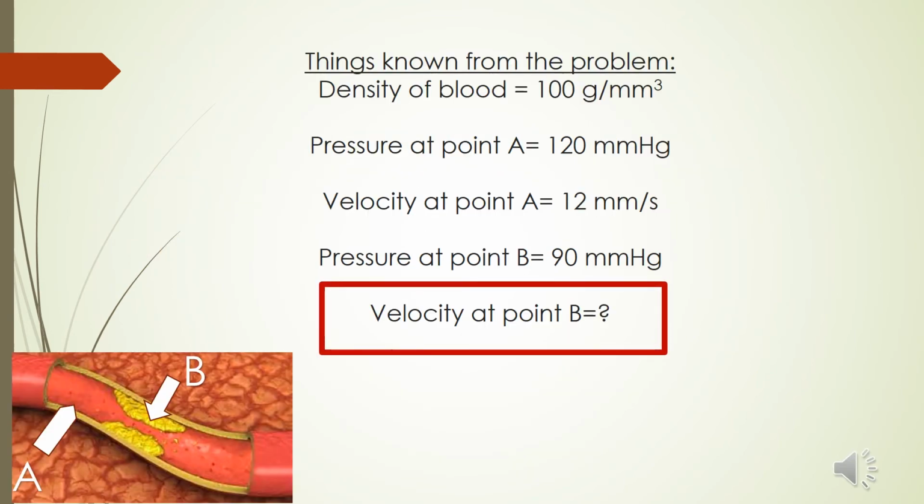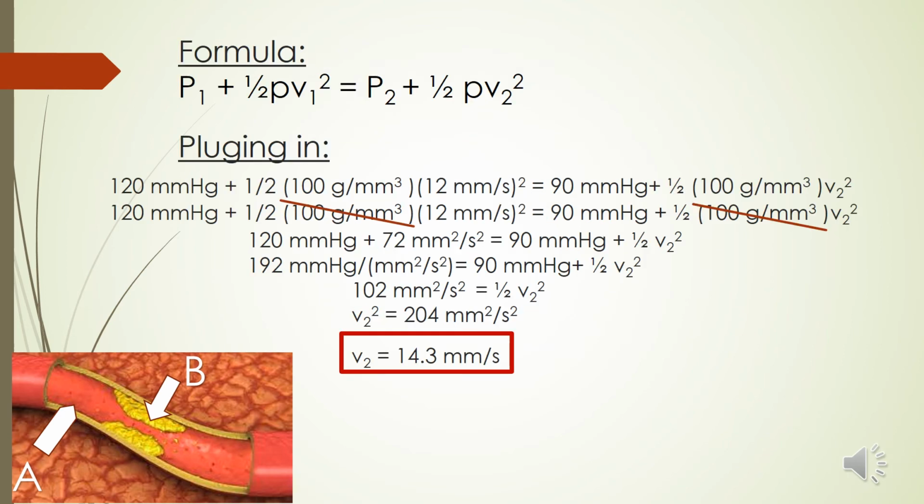So using our problem solving, let's go ahead and set this up. There are a few things we know from the example. The density of the blood is 100 grams per millimeter cubed. The pressure at point A is 120 millimeters of mercury, and the velocity at point A is 12 millimeters per second. The pressure at point B is 90 millimeters of mercury, and we're looking for the velocity at point B. If Bernoulli's principle holds true, the velocity at point B should be much faster due to the pressure drop. So as you see above, we're going to need our Bernoulli's principle formula.